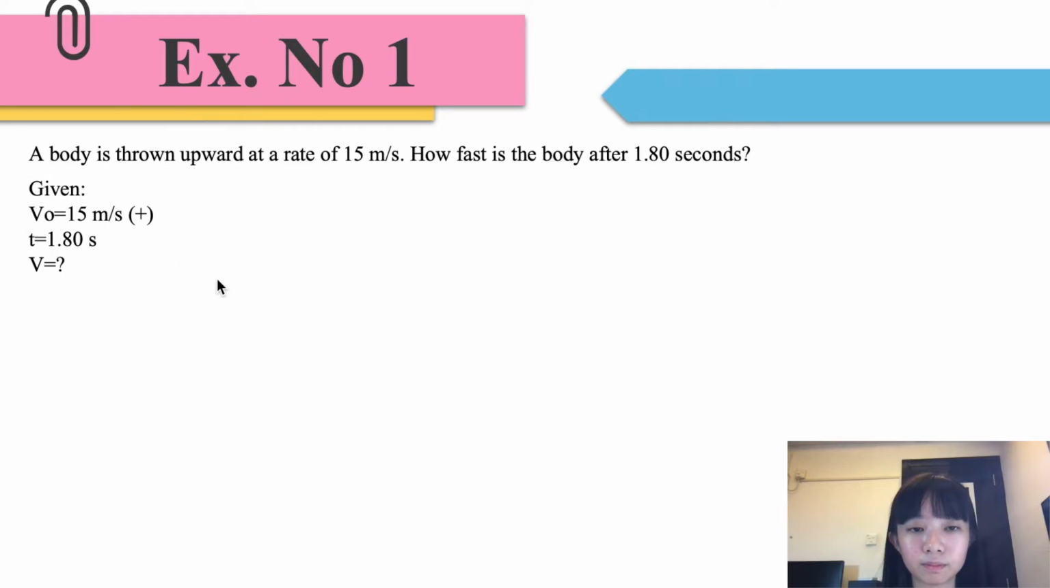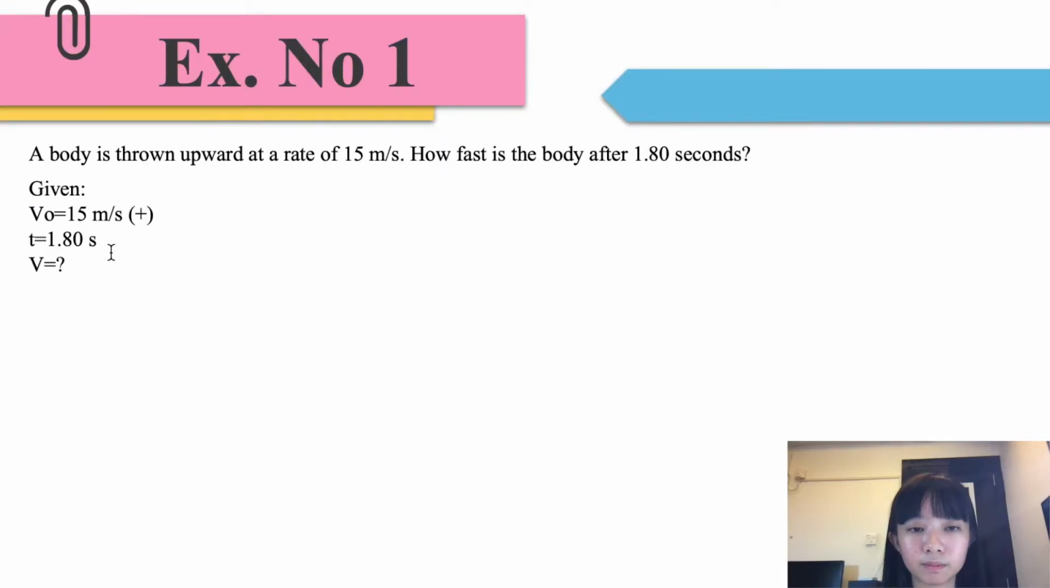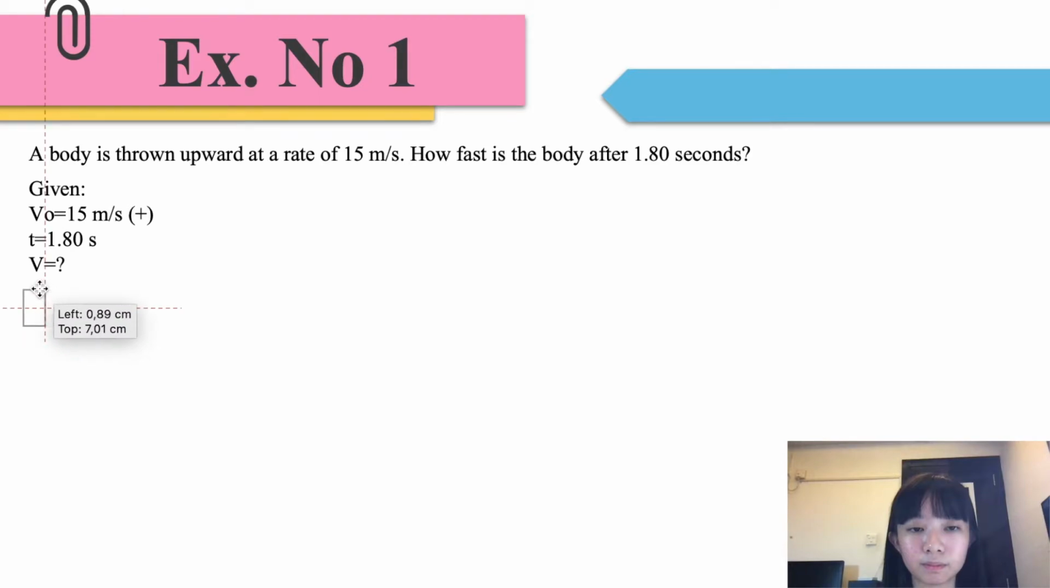After we write down the given, we are now going to determine which equation we are going to use to solve this type of problem. Is it equation 1, equation 2, or equation 3? Let's take a look again at the given. There is initial velocity, time, and velocity asked. So we're going to use the first equation. We're going to write down the formula, which is v equals initial velocity plus acceleration due to gravity times the time.